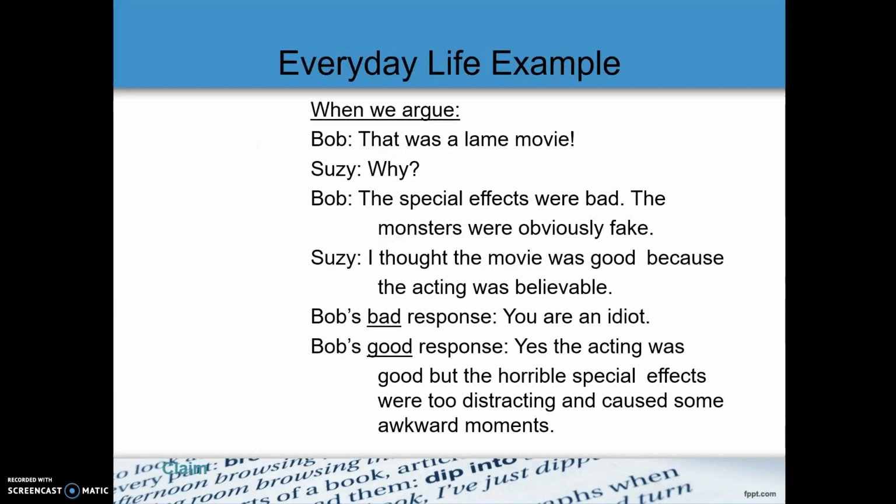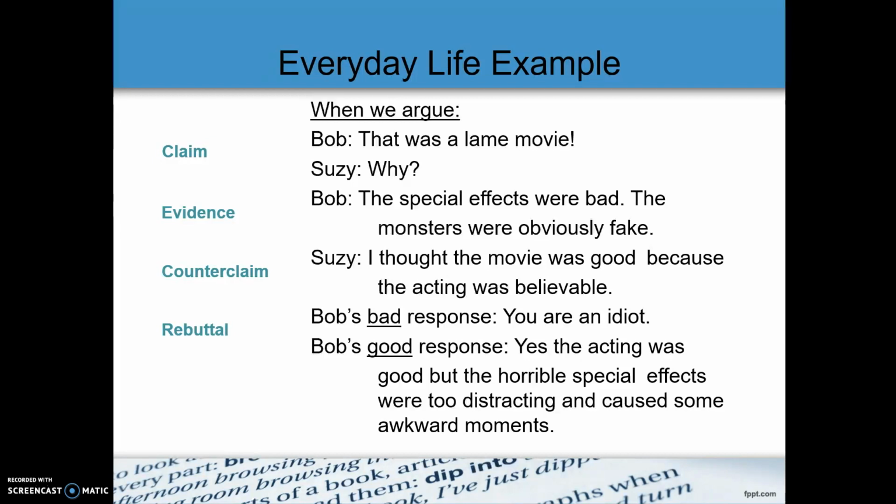Now here is an everyday life example. Let's say there are two people arguing, and in this case Bob says, that was a lame movie. So what do you mean by lame movie here? So that's a claim made by Bob. Susie asked, why? So Bob says, the special effects were bad. The monsters were obviously fake. So Bob was actually giving the evidence to say why the movie was lame.